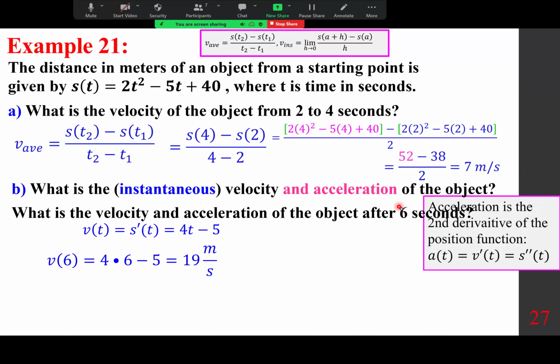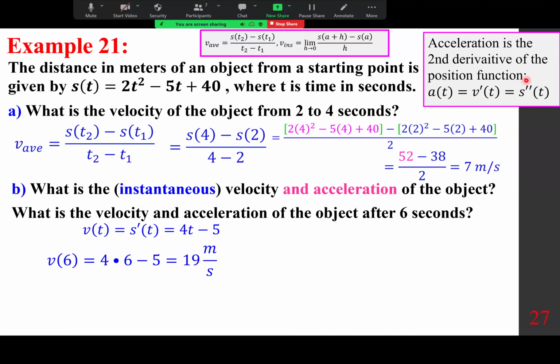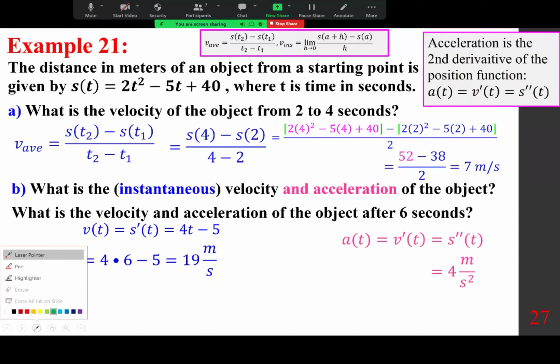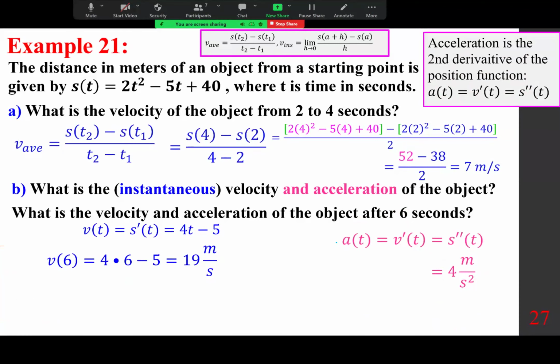We want the acceleration. By definition, acceleration is the second derivative of the position function. a of t is v prime of t equals s double prime of t. That means differentiate this one again, and you get a constant of 4. Because it's a constant, it doesn't matter after 6 seconds, 5 seconds, 2 seconds, still the same thing. As far as the units are concerned, a of t or dv/dt, the units of the velocity is meters per second. The units of time is seconds, and this results in meters per square second.